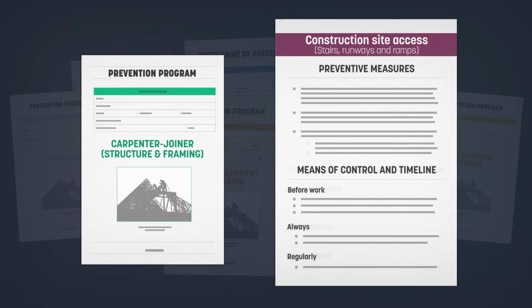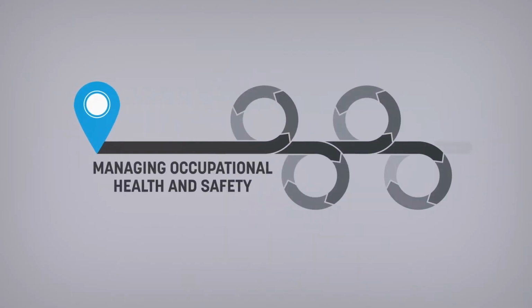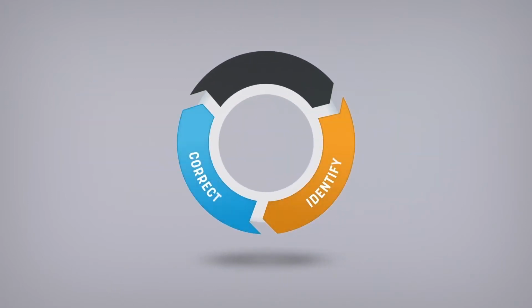protect your workers. A prevention program is a great starting point, but managing occupational health and safety is a never-ending process of continuous improvement. You must continually identify, correct, and control all hazards in the workplace.